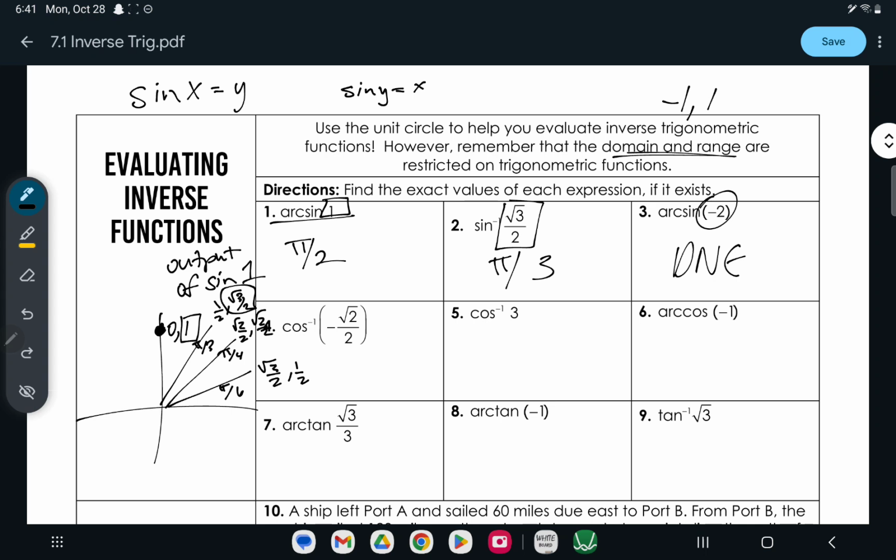Now let's look at cosines. Now we're looking for x values. So when is the x value negative root 2 over 2? That's when it's in this quadrant. See, pi over 4, 2 pi over 4, so 3 pi over 4.